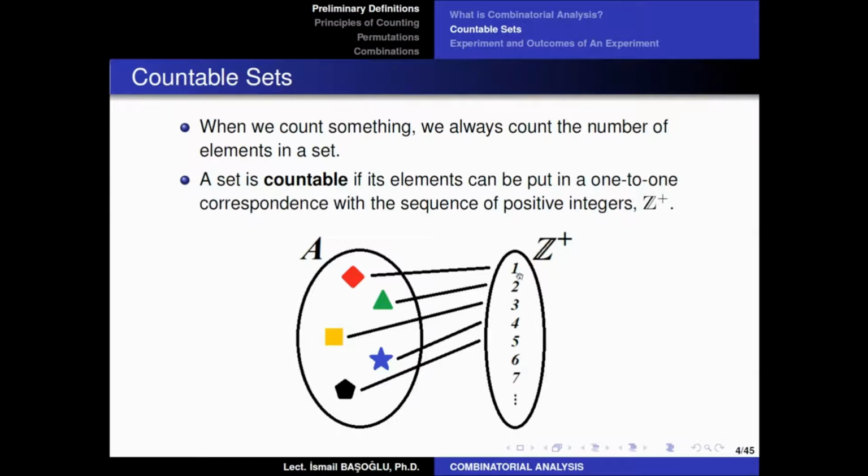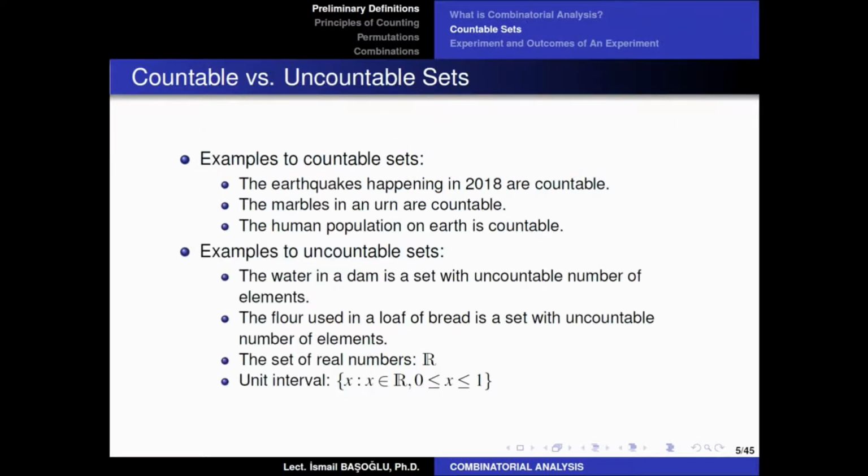We are tagging, or labeling, each of the elements in set A with a positive integer. And when we complete tagging all of the elements, the counting process ends. As you can see, we have tagged all of these elements with the positive integers until number 5. So this set has 5 elements, and this set is countable. Let us give a few more examples of countable sets. For example, the earthquakes happening in 2018 are countable. We have observed many earthquakes in many geographic lands on Earth, and all of these earthquakes create a set, and this set is a countable set.